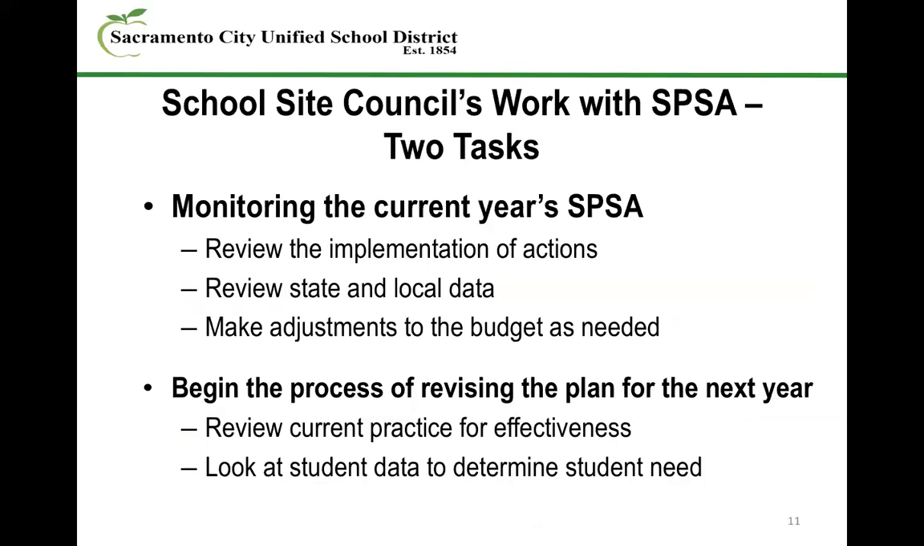The school site council has two primary tasks with regard to the SPSA. First, the school site council should frequently review student level and school level data as a means to monitor and implement the SPSA actions and possibly make budgetary adjustments. We'll talk a little bit more about budgetary adjustments in a moment. In addition, in the spring, the school site council will look at data to determine the effectiveness of the actions and services in the SPSA as a means to plan for the following year.